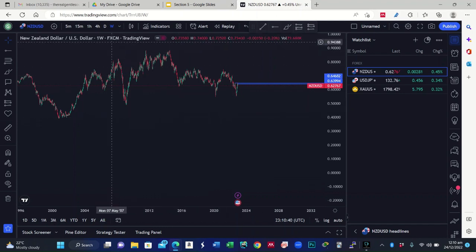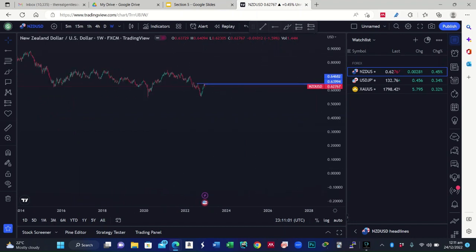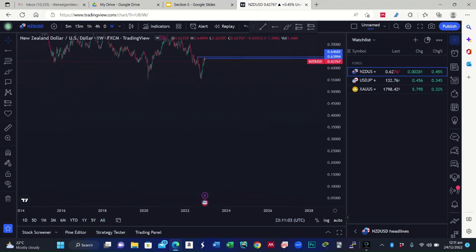For example, this is the weekly time frame. So if you want to do your analysis, you have to come to the higher time frame because you always have to know what trend the market is in. You always have to follow the trend and try to catch the continuation. So according to this chart now, this is NZD USD and we are on the weekly time frame.